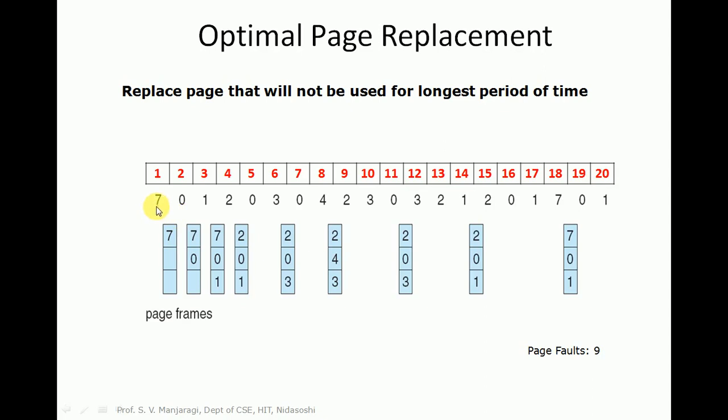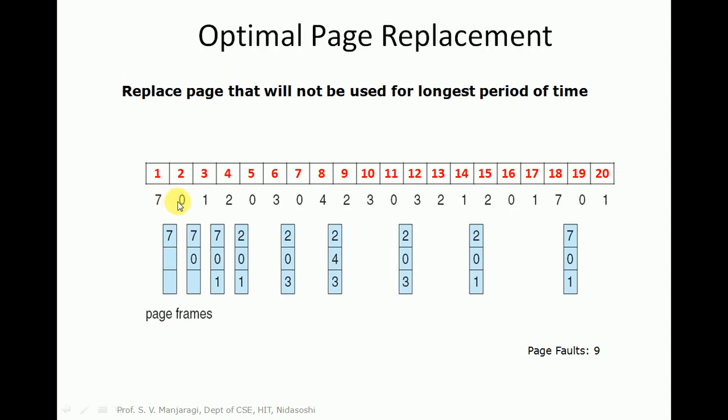So let us begin with the first page reference, that is 7. Initially no pages will be there in the frames. There are 3 frames, and initially all frames are empty. No page has been loaded to any of the frames. So if page 7 is not there in the memory, a page fault occurs here, and we need to bring this particular page from disk to the memory. So 7 has been brought to the physical memory.